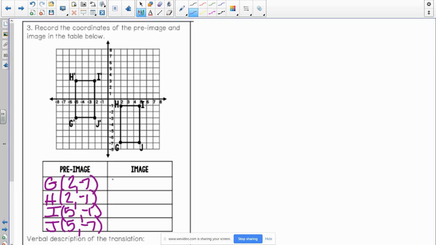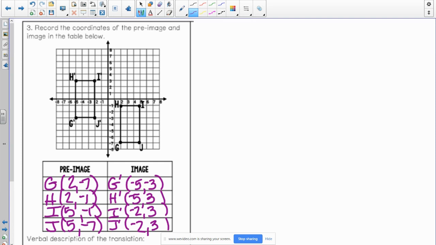So we're going to look at the image. So G prime, H prime, I prime, and J prime. So G moved all the way to -5, -3. H moved to -5, 3. I moved to -2, 3. And J is now at -2, -3.